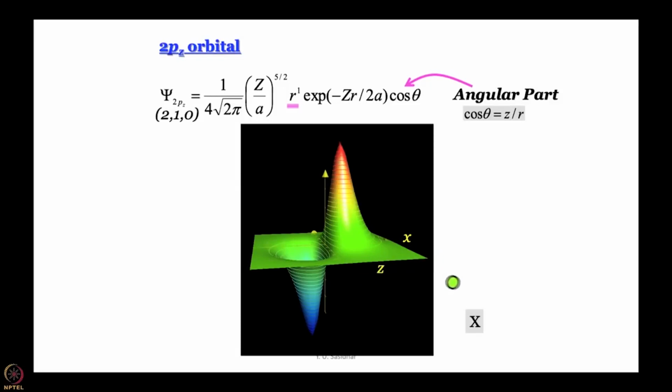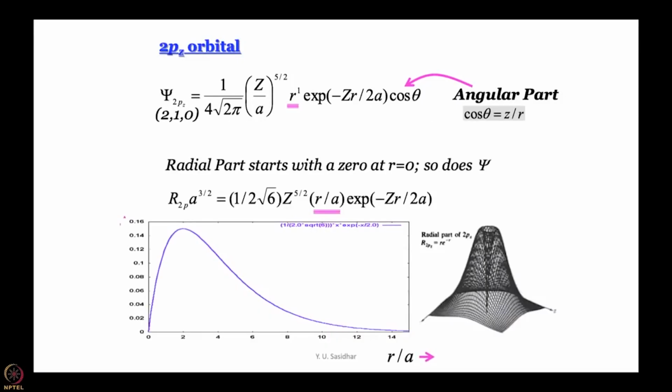So on this side where z is positive, cos theta is also positive, and what you get is a positive part of the wave function, and wherever z is negative you get a negative part of the wave function. And why does it go through a maximum? Why is it sort of like a cone? Because if you go back to the previous projection, see this is the r dependent part, right. So r dependent part is multiplied by cos theta.